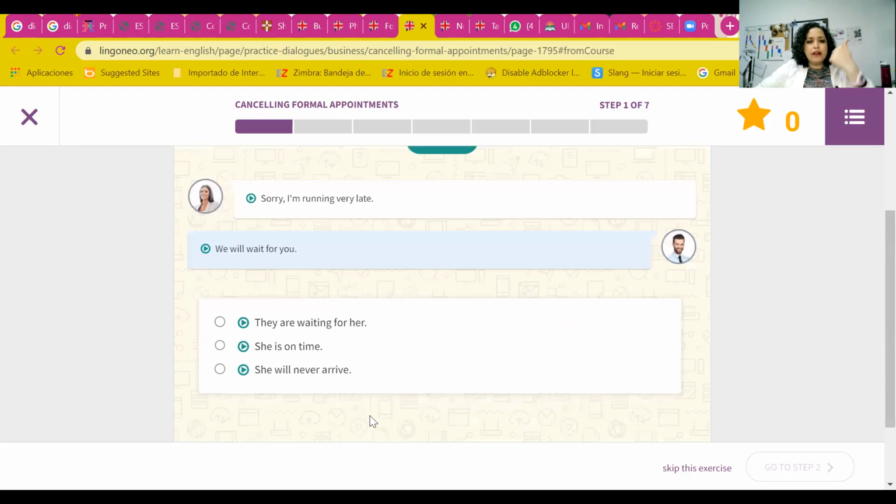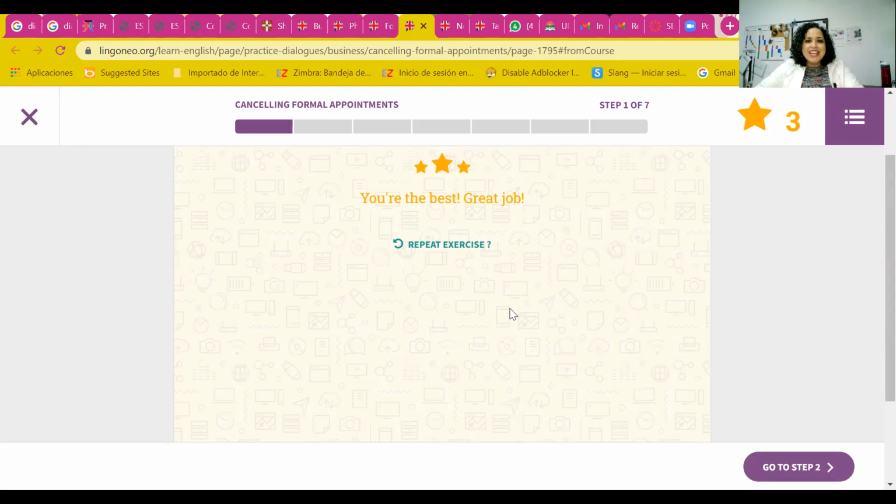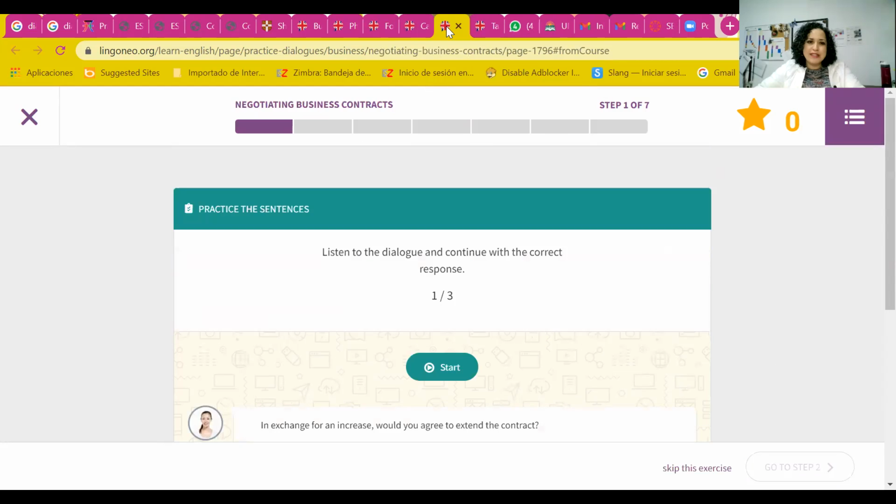Okay, they are waiting for her. She's on time. She will never arrive. Which of the three options is the correct one? The first one. Yeah. They are waiting for her. Very good, Miss Romana and Sarai. They're waiting for her. Very easy, isn't it? You're the best. Great job. And we're going to see another one. We're moving on to negotiating business contracts.